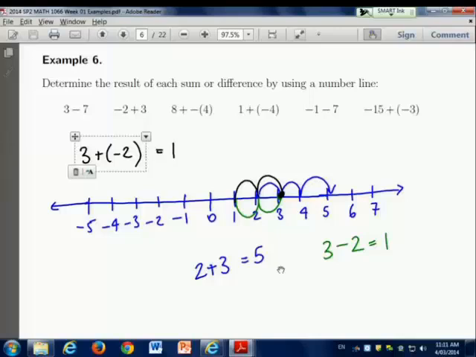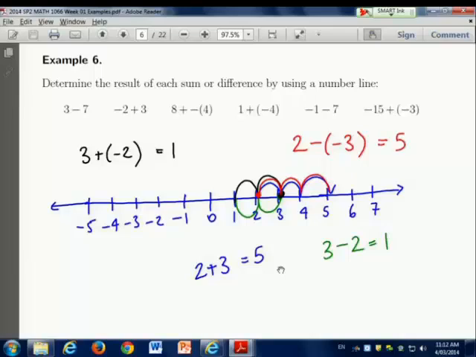And finally, let's subtract a negative number. 2 subtract negative 3. So we start at 2, and we want to head in the negative direction, negative 3 units. So actually what we do is we turn around and go in the positive direction. And we land at 5.